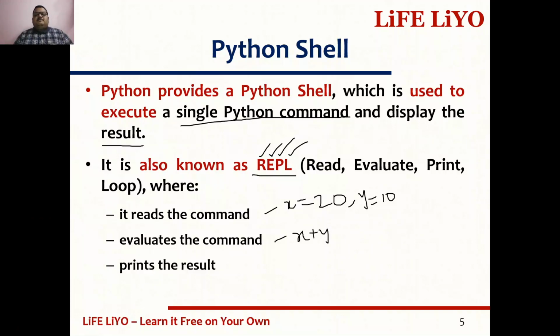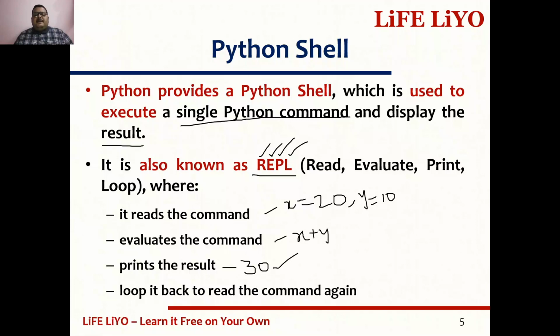Then what is print? After performing the operation, it is going to give the result, that is 30. So 20 plus 10, 30 is evaluated and the result is printed. And the last one is loop, it loops back and reads the command again. That is, after the result has been printed, it waits for the input again. You can give other inputs as well as perform other operations. That is a Python simple shell.